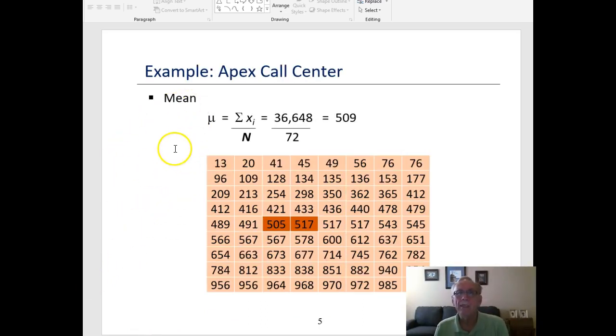We're going to look at how we do this. First of all, a mean, and we're going to use an example from the Apex call center. It's the number of calls that are being received. If we look at the mean, there's 72 data points that are being measured. We add up all of the integers, divide by big N, which is the total population, and the mean for this entire block of numbers turns out to be 509.